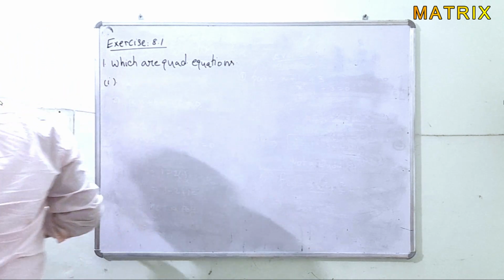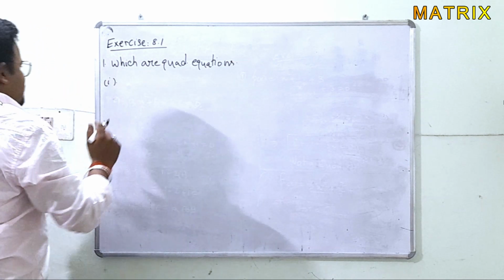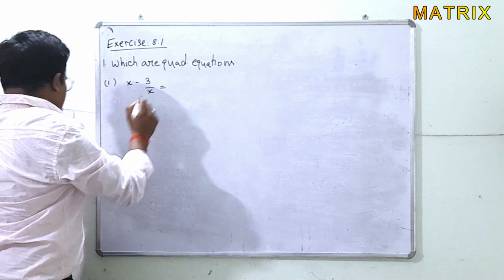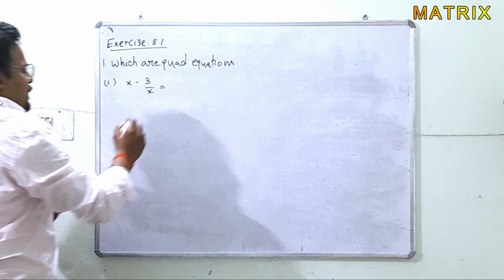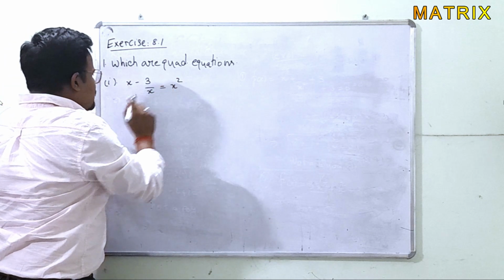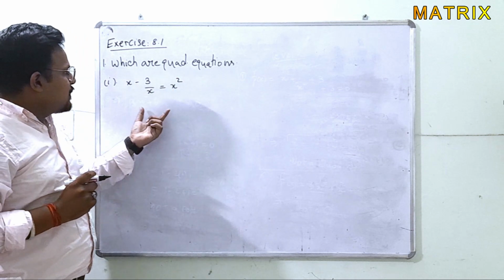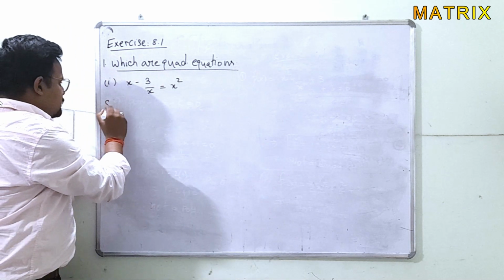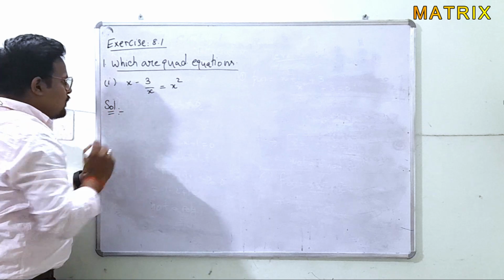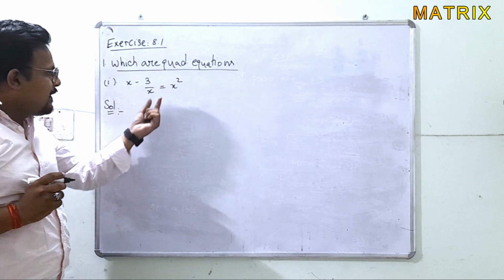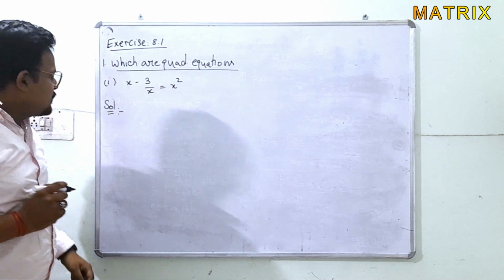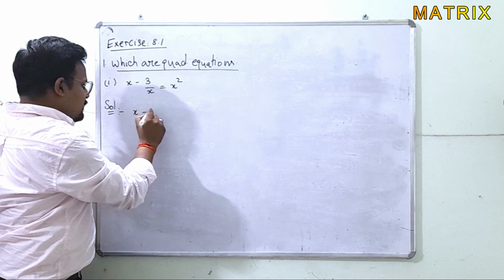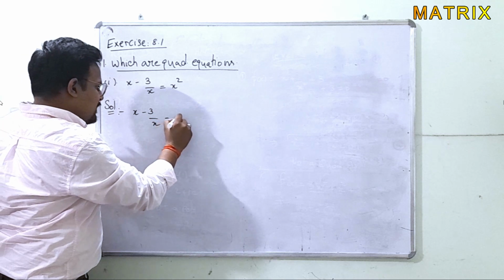The first question we are doing is x minus 3 by x is equal to x square. Clear? In this question, we want to see whether this is a quadratic equation or not. So let's see. We are given x minus 3 by x is equal to x square. Let's solve this.